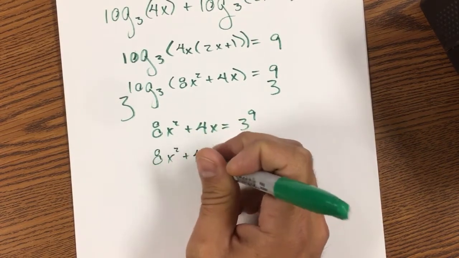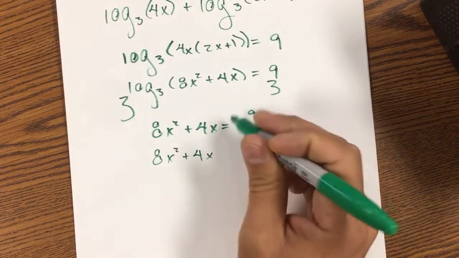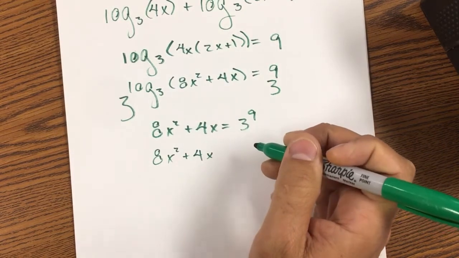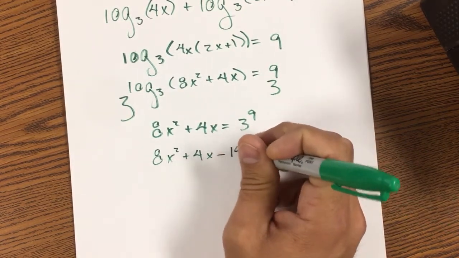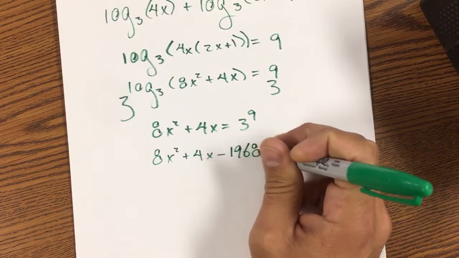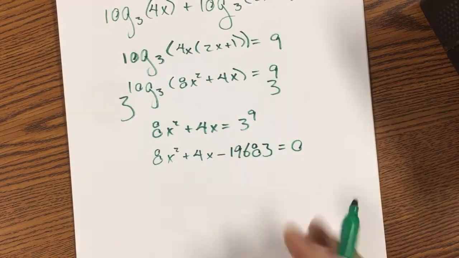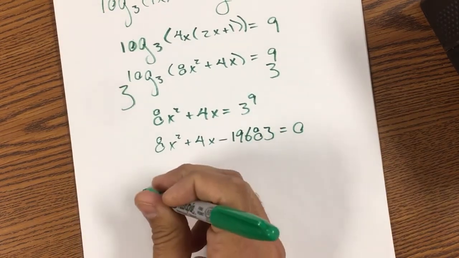Because it's squared, I have to get it equal to 0. This is 19,683. So I'm going to subtract that. Now that it equals 0, I can put it in the quadratic formula.